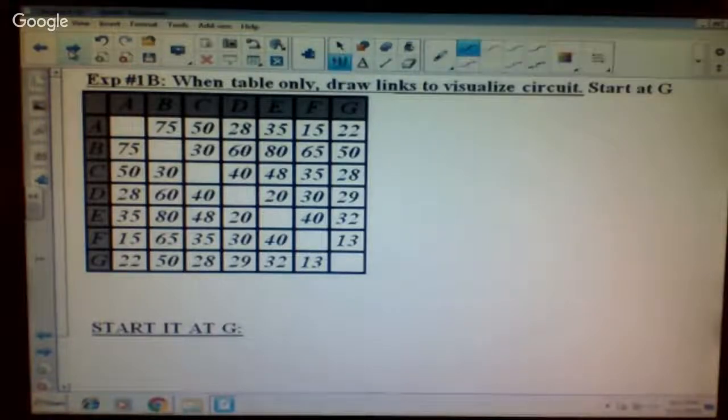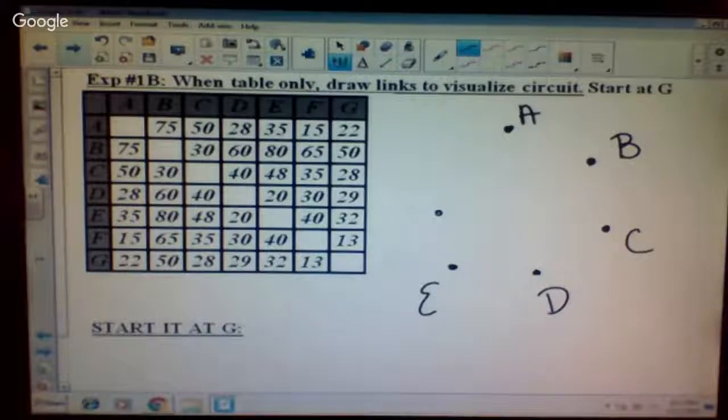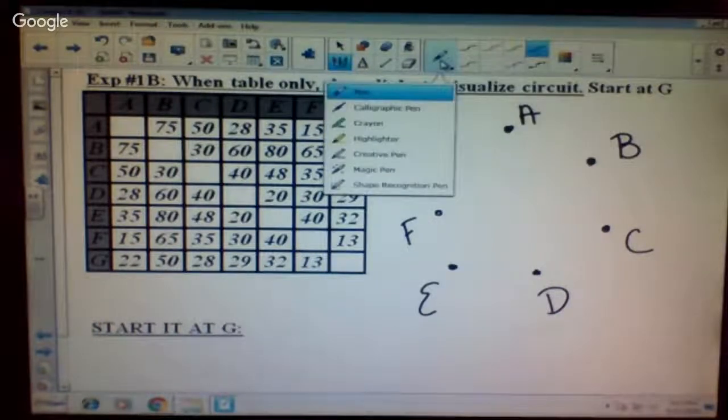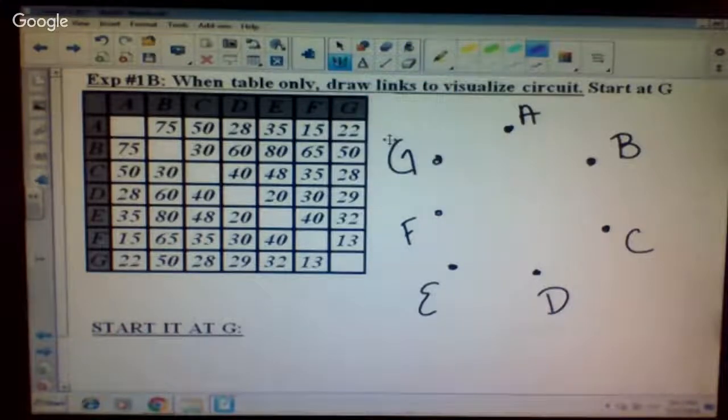So the first thing I want you to do is draw all of your dots that are available in your table. So draw yourself an A, a B, a C. You can put these anywhere you want. I don't care. E, F, and G. A to F.